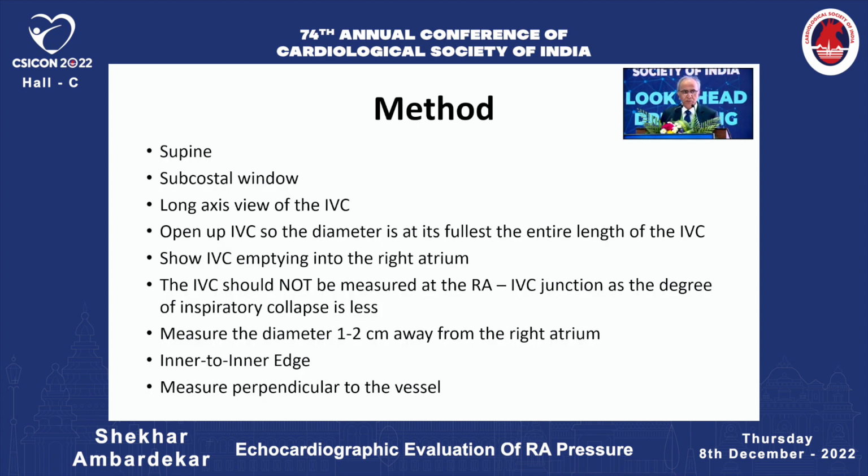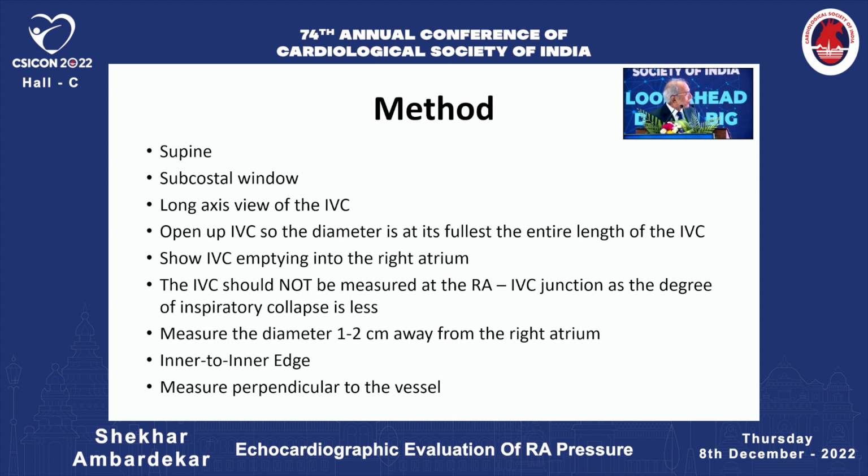What should be the exact procedure? It should be done in supine. Subcostal view should be used. We should take the long axis of the IVC, not the short axis, and open the IVC well so that the diameter is its maximum diameter in the entire length of IVC that we are seeing. And we should look at IVC emptying into right atrium, so we should see the RA IVC junction. However, we should not be measuring IVC at the junction, because at the junction the degree of collapse during inspiration is less, and so there we should not be taking the measurement.